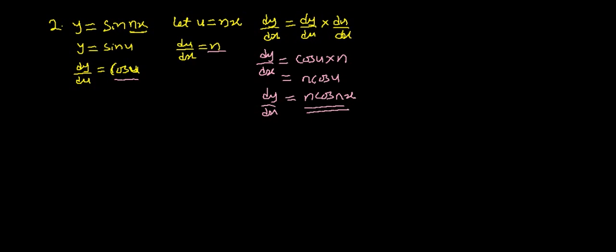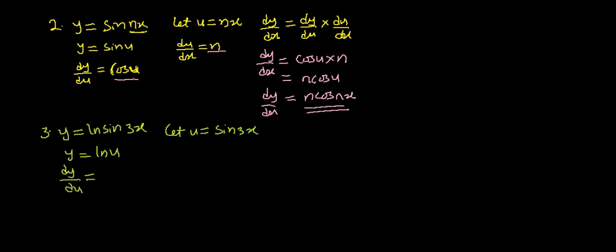Now we're moving to the third example. In our third example, we have y equal to ln sine 3x. So here we are going to let u be equal to sine 3x. Now that means y will reduce to ln u. Then dy/du is going to be equal to 1 over u, because if you differentiate ln u, we have 1 over u. Now that means du/dx is going to be equal to 3 cos 3x.